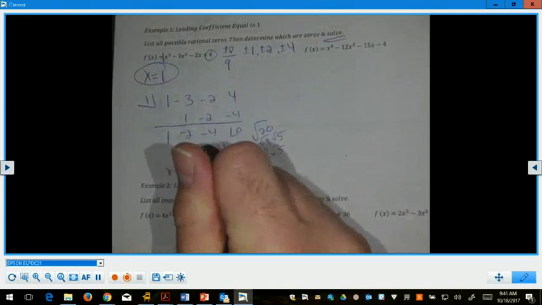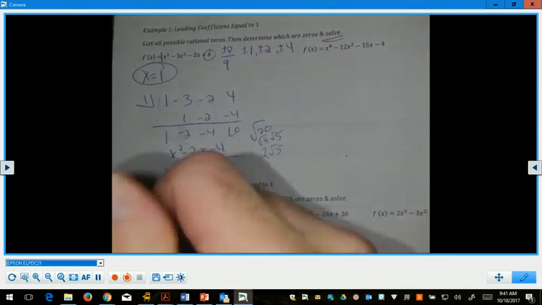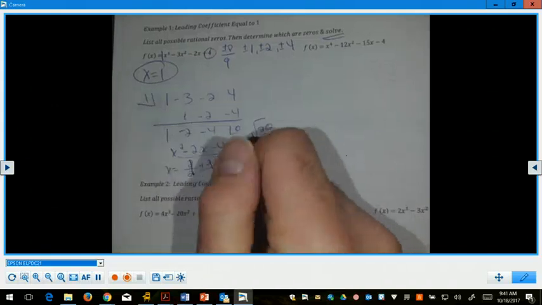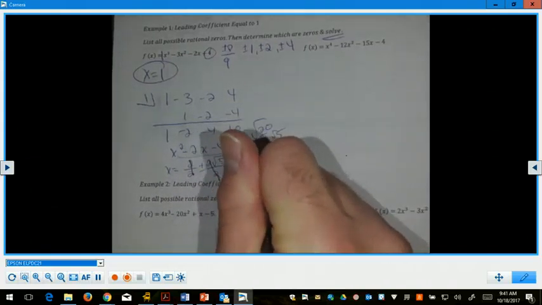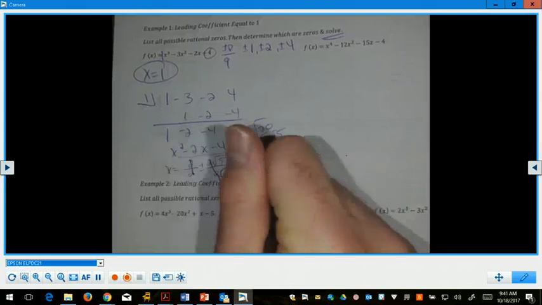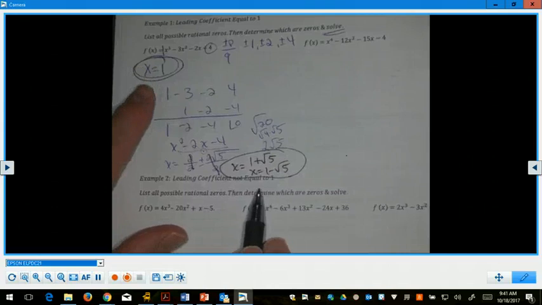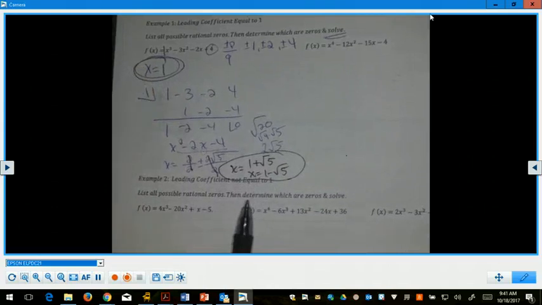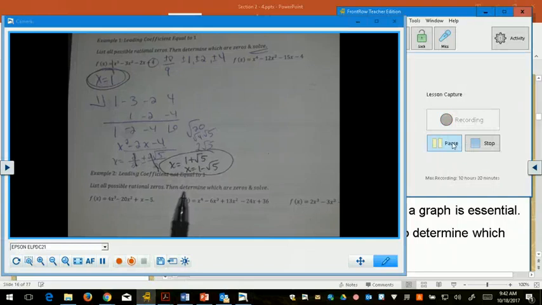So this is 2 square roots of 5, and I'm dividing by 2. So I'm left with x equals 1 plus the square root of 5, and x equals 1 minus the square root of 5. You could list those together as plus or minus. But that's all 3 roots, my real root and my 2 irrational. I'm going to pause it and go over questions.